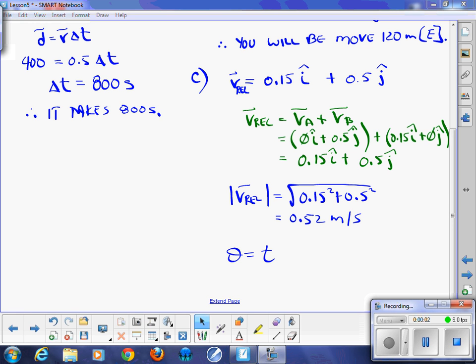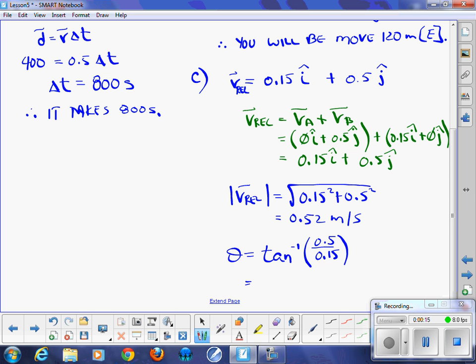All right, so we're just finishing up this particular example. We're just looking for the angle. So we're going to have tan inverse of our y component over the x component. What we're finding, remember, the relative velocity is for people that are standing on the side of the river.